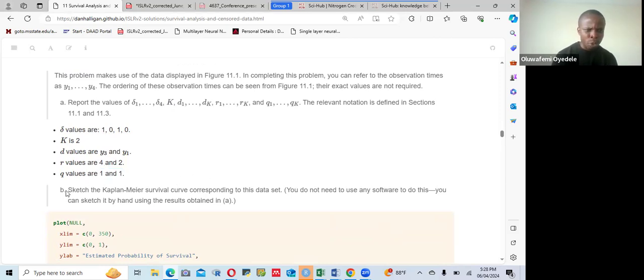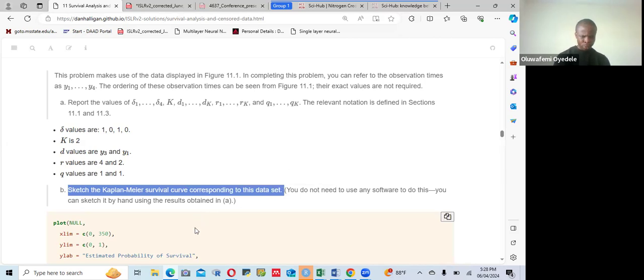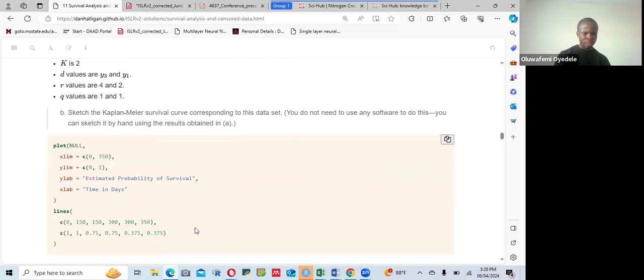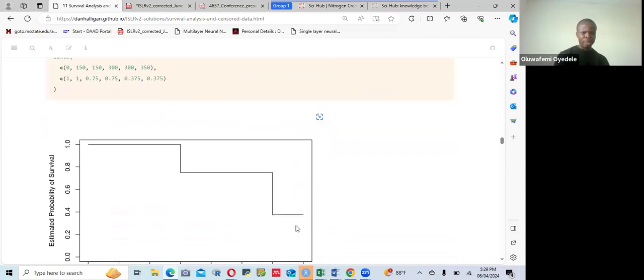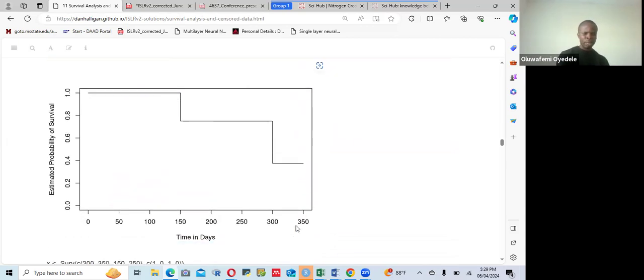For B, they were saying that we should sketch the Kaplan-Meier survival curve corresponding to this data set. In order to do that, they still use the base R plot function, and they use lines to fit the Kaplan-Meier survival function. That resulted in this visualization, where we have the time in days on the x-axis and the estimated probability of survival on the y-axis.